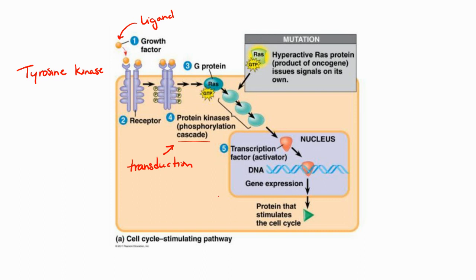Except in this one, my normal response is to create a gene that stimulates the cell cycle. So everything but the gray box is what you would normally see. I got a tyrosine kinase, my G protein gets activated, and then I end up transcribing a little bit of DNA that's going to stimulate the cell cycle. So this is basically telling it to go.